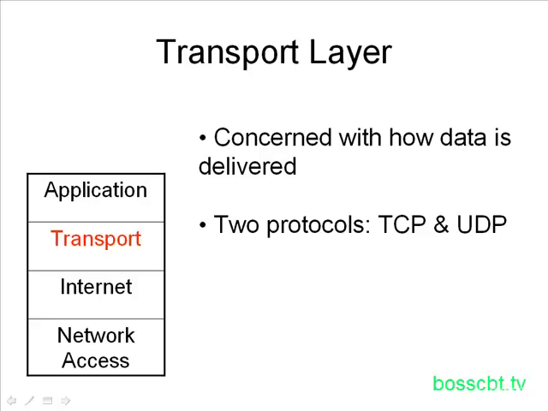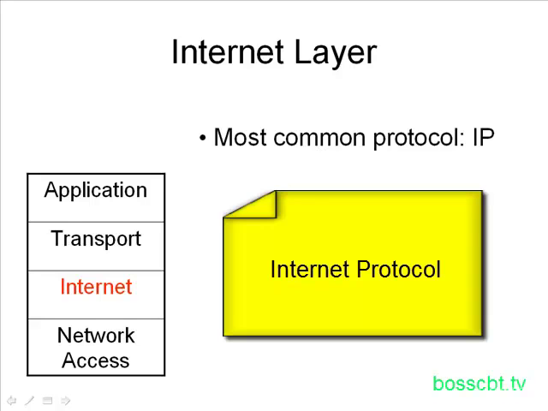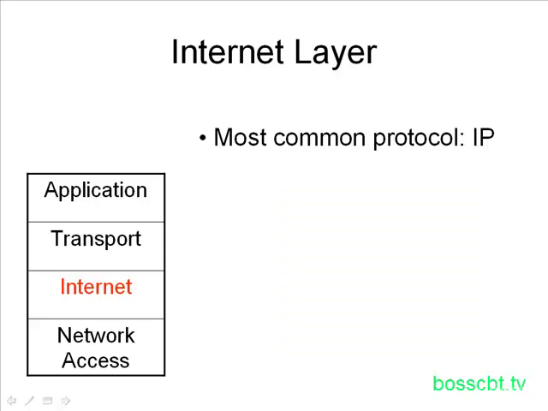Now, related to this concept of delivering data is the internet layer. So let's take another step down in the model and take a look at the details of that layer next. Now, the internet layer has one protocol associated with it more often than any other one, and that is IP, the Internet Protocol. It is the protocol of the internet and is probably the most widely deployed protocol in the world. So keep IP in mind when you associate protocols with the internet layer.